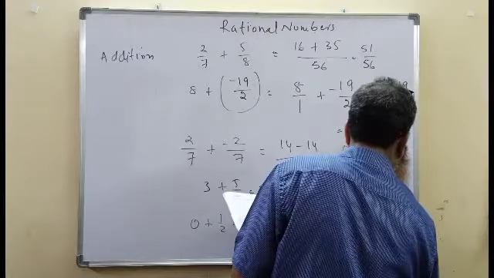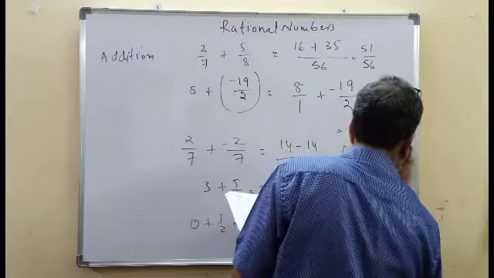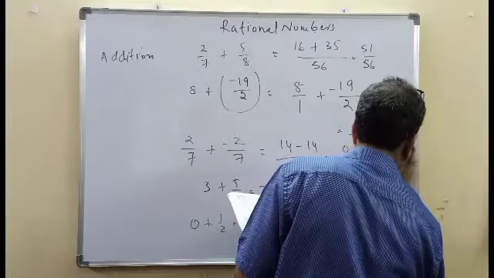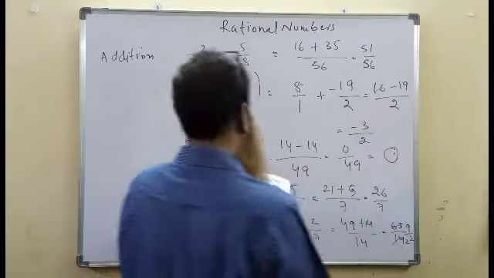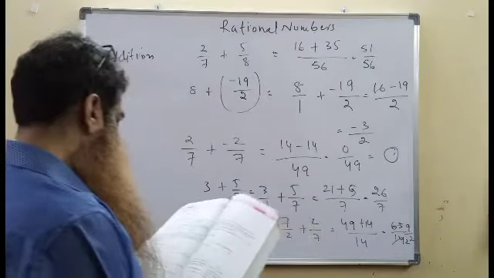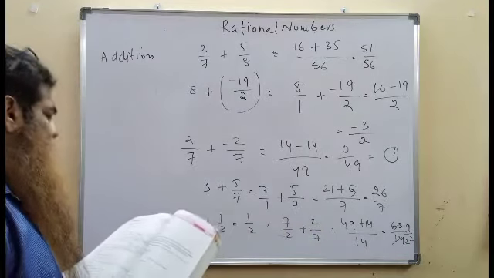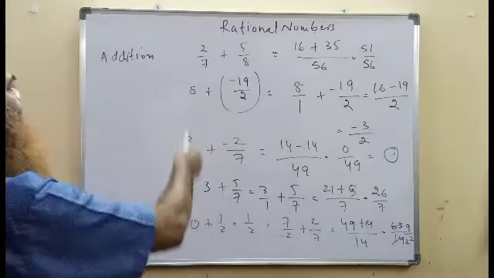63 by 14, 7 2s are 14, 7 9s are 63. It's 9 by 2. It's also a rational number. We can observe the sum of two rational numbers is again a rational number in all these examples.